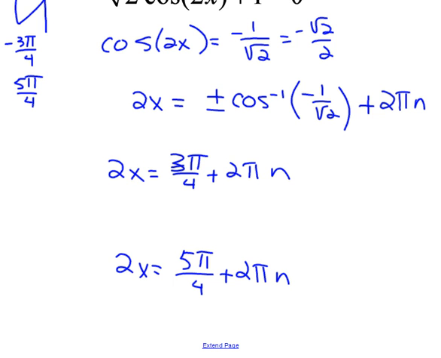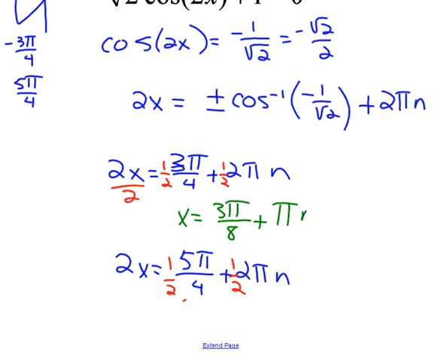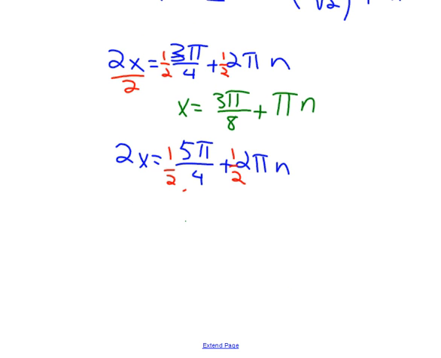So now I want to get my x. I divide everything by 2. And unlike the last thing, dividing by 2 is the same as multiplying by 1/2. I think that's going to be a little easier to see. And so for our first one, we're going to get x is 3 pi over 8 plus pi n. And down here on the bottom, x is 5 pi over 8 plus pi n.